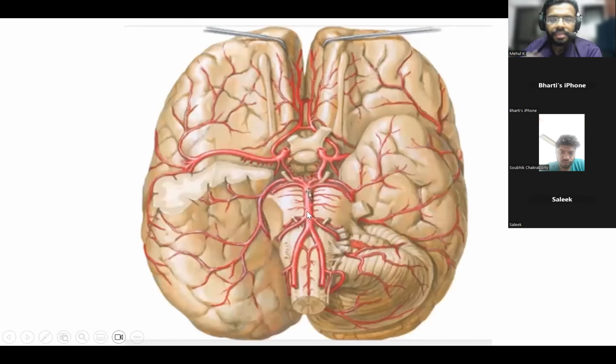Again, here you can see the circle of Willis as well. You can see your vertebral arteries, which give a branch downwards that combine to form your anterior spinal artery. Vertebral arteries will also give an important branch, which is called your posterior inferior cerebellar artery, which is your PICA. PICA occlusion can result in Wallenberg syndrome, if you might recall from MBBS.